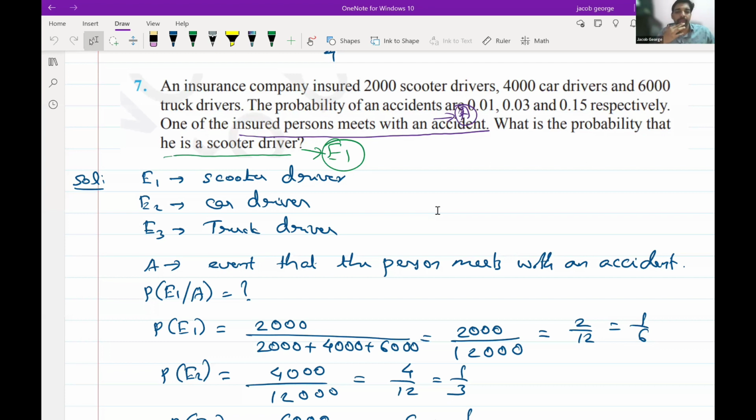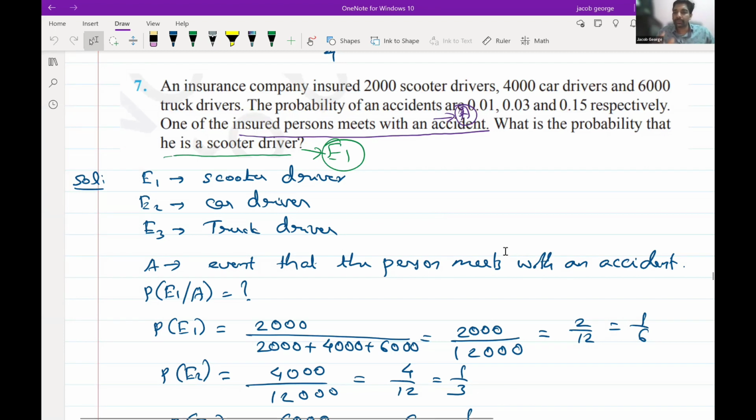This also they can ask the probability that the person meets with accident like P of A can be another part in case study. Here P of E1 is 2,000. Scooter driver 2,000 are there. Divide by total. Total is 2,000 plus 4,000 plus 6,000. Clear? So 2,000 by 12,000, that is 1 by 6. P of E1 is 1 by 6. All of you understood? Now, P of E2.